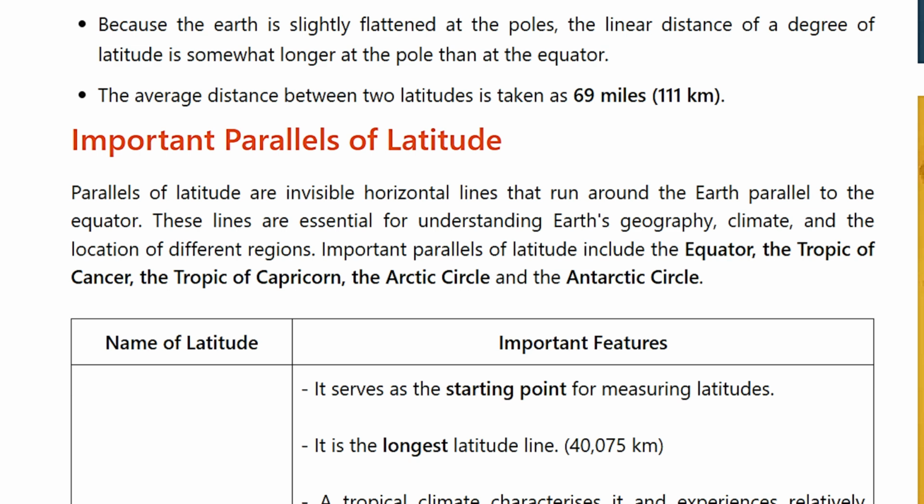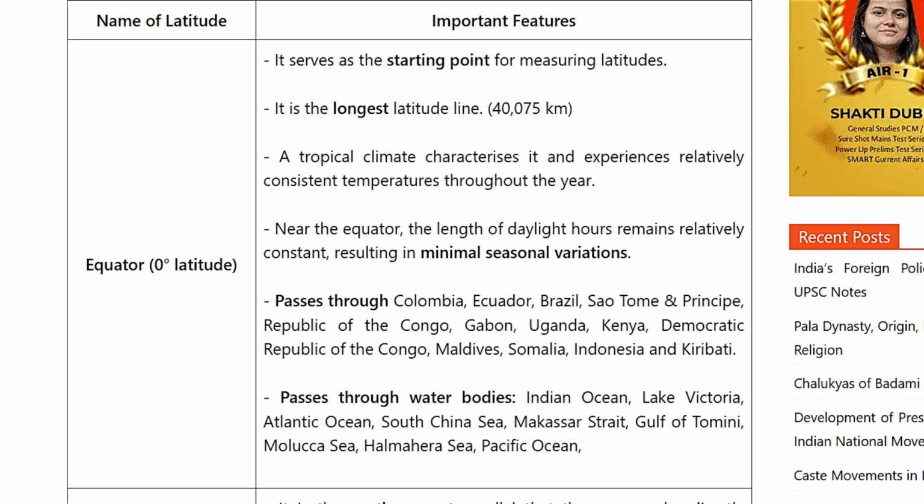Important parallels of latitude. Parallels of latitude are invisible horizontal lines that run around the Earth parallel to the equator. These lines are essential for understanding Earth's geography, climate, and the location of different regions. Important parallels of latitude include the equator, the Tropic of Cancer, the Tropic of Capricorn, the Arctic Circle, and the Antarctic Circle.